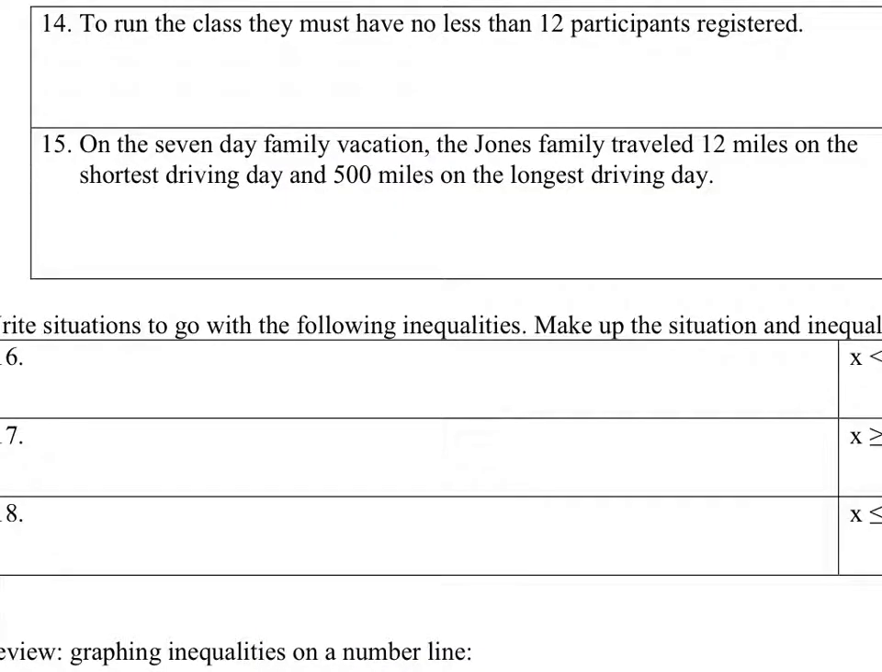To run the class, they must have no less than 12 registered participants. You eat the 12 with a line. So we got X and 12. You eat the X, the 12 with the line. Wait, no, yeah, you eat the X because it's no less. It does need to eat the X, because that's the least amount that you can have in participants. So X must be greater than or equal to 12.